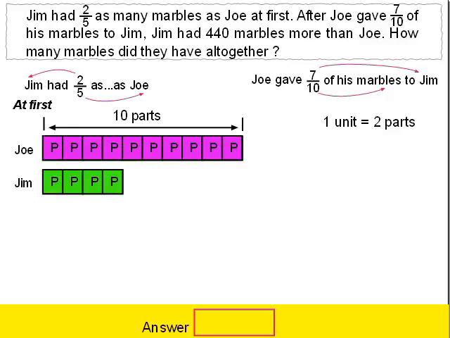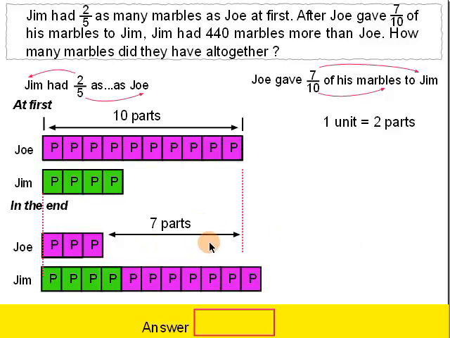Alright, and we are told that Joe gave 7 parts of his marbles to Jim. So that means to say in the end, Joe would have 7 parts less because he already gave 7 parts, and Jim would have 7 parts more because it was given by Joe.